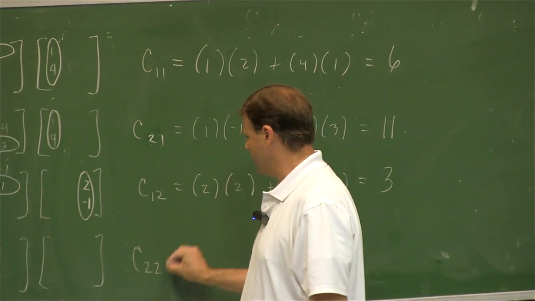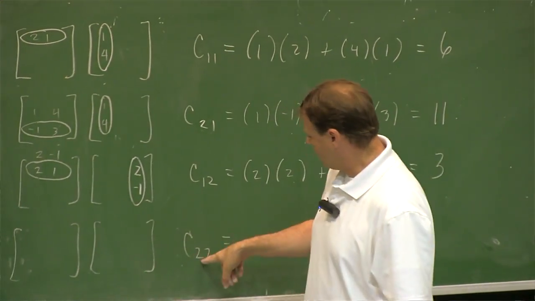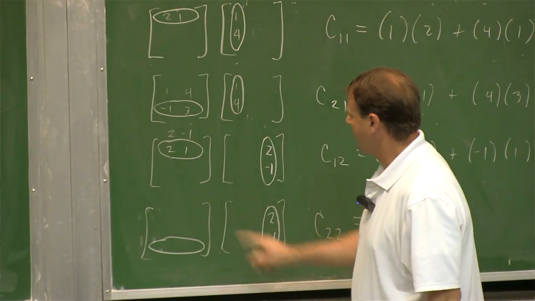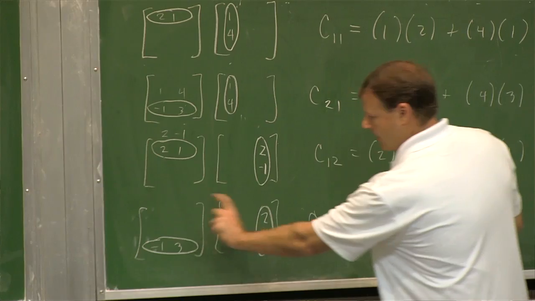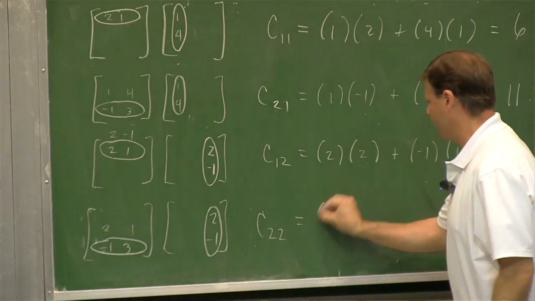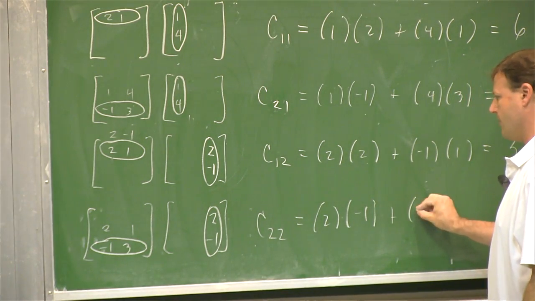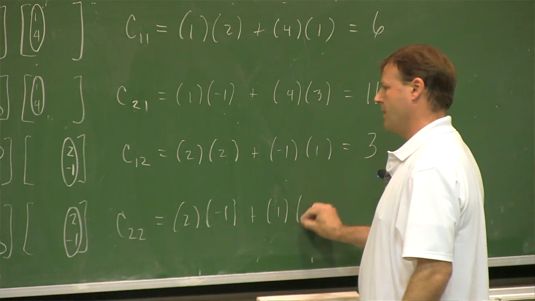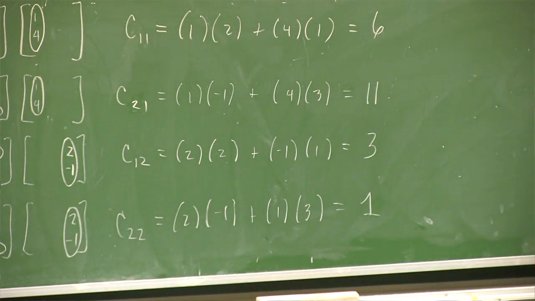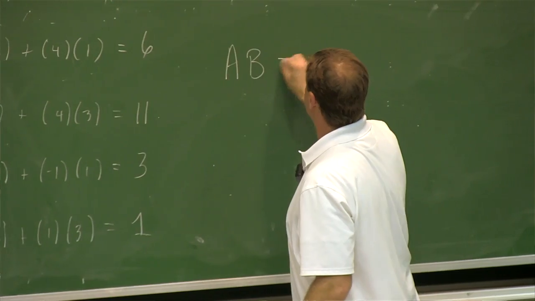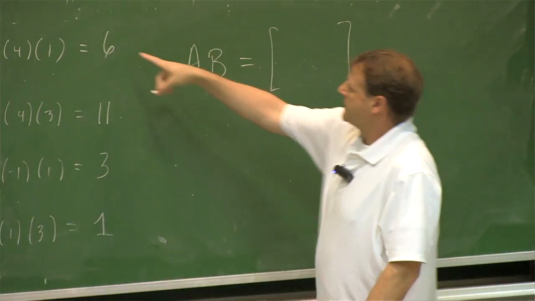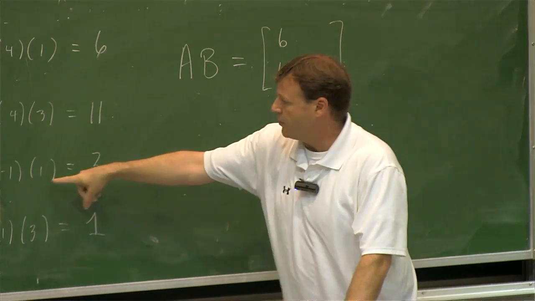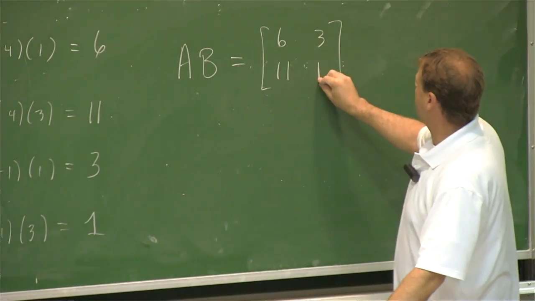And then the last one, C22. Now we've established the pattern, so we can go a little more quickly. 2, 2, that's going to be the second row here with the second column. And then here I have negative 1, 3. So take that in your mind and match them up like that. 2 times negative 1 plus negative 1, or positive 1. This is a positive 1 here. Times 3. So that's equal to 1. Okay, so now I can say what AB is. That's going to be 6. And then C21, that's second row, first column, so that's down here. And then C12, that's 3. And then C22 is 1. So that's AB.